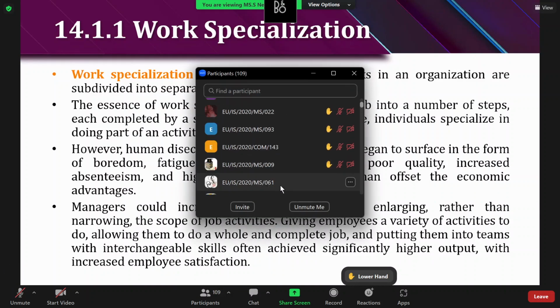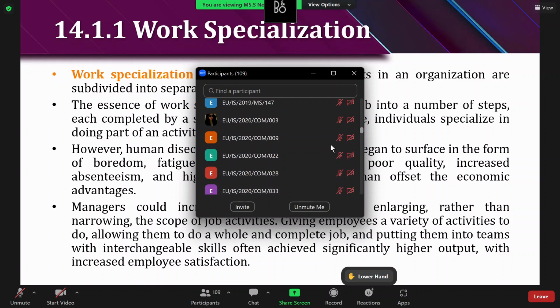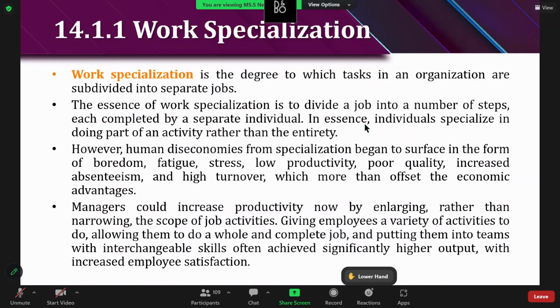Once they are continuously doing a smaller part of the entire task, they will become specialized in doing that particular part. They will not be involved in the entire activity, and they may not even know about the other tasks. So they will be specialized in the particular task they are doing. However, there are human diseconomies from the specialization.